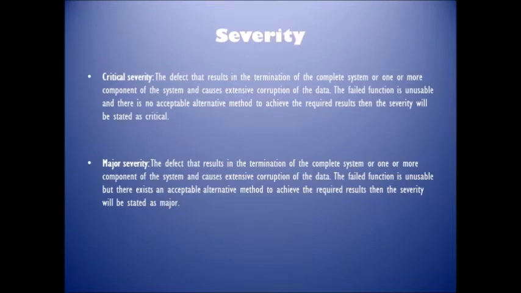A critical severity defect is one that results in the termination of the complete system or one or more components of the system and causes extensive corruption of the data. The failed function is unusable and there is no acceptable alternative method to achieve the required results. Then the severity will be marked as critical.